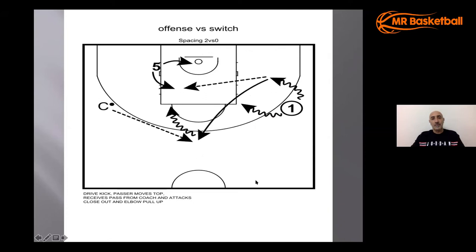Now, we continue two against zero because we said we need to work on every concept that we will face in the game. Before we ran two guards, now we got guard and big. We said if we want to attack from the wing, we clear out, we empty this area right here, and we send our big guy to the opposite block. So from here, we attack either middle or baseline. The big guy makes an adjustment, receives the pass from the ball handler, and the ball handler does the same thing. Sprints up top, receives the pass from the coach, fake, attack the closeout, elbow pull up.